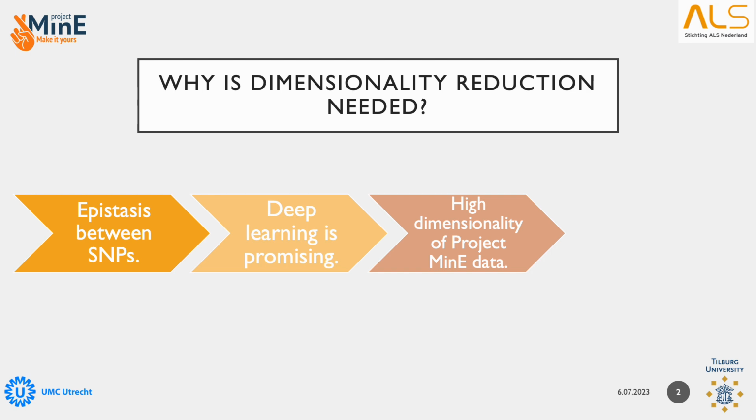For instance, our current sample includes over 110,000 individuals with over 6.5 million SNPs as features. Therefore, autoencoders are promising to compress genomic data with minimal information loss.